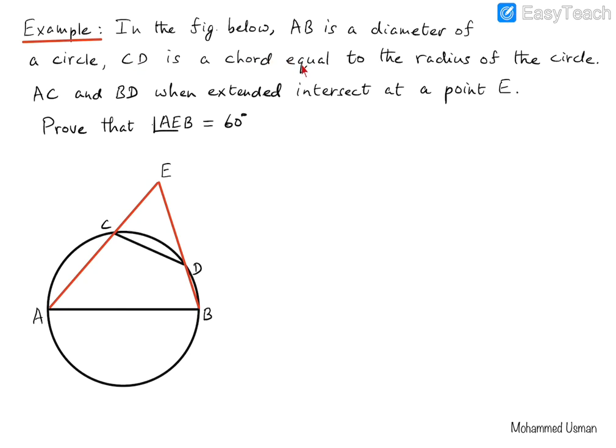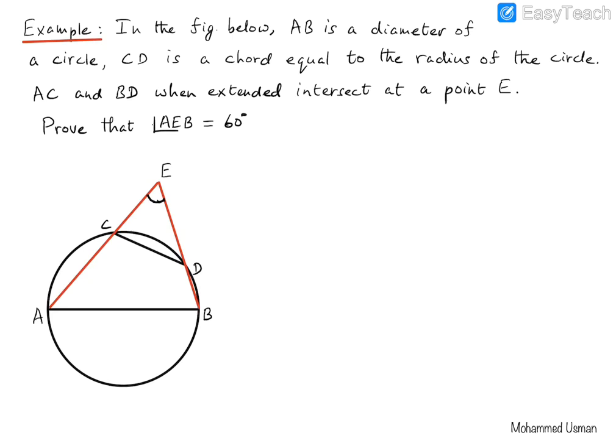So CD is given to be equal to the radius of the circle. And it states that AC and BD, these lines, when extended, intersect at the point E. So we are given that AC when extended and BD when extended, they both intersect at the point E, and we have to prove that this angle here, angle AEB, is equal to 60 degrees.